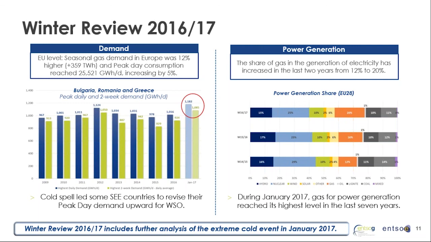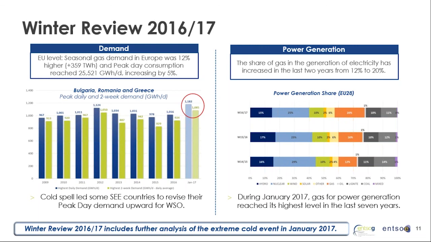On the right side of the slide, you can see that natural gas for power generation reached 20%, which is the highest level in 7 years from an EU-wide perspective. And to finalize with this slide, I would like to remark that this year the winter review has been published separately from the winter outlook report, and includes further analysis of this extreme cold event that happened during January 2017.